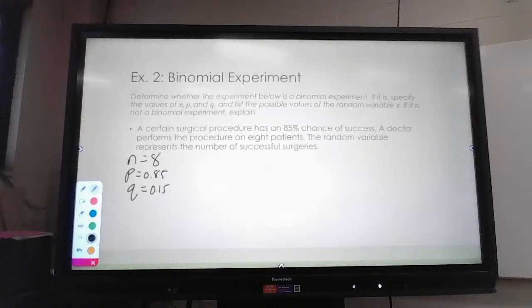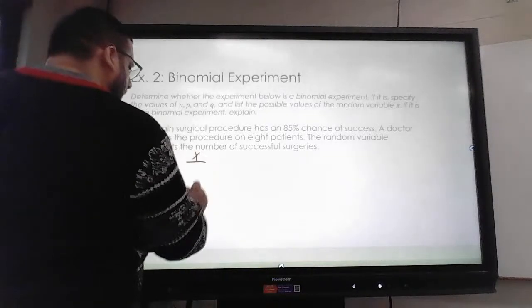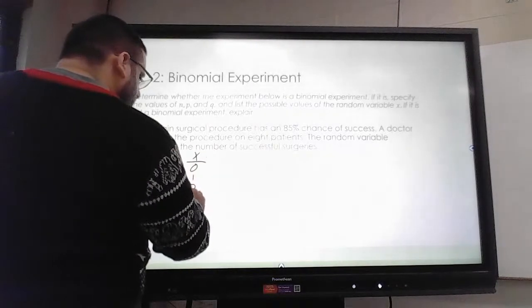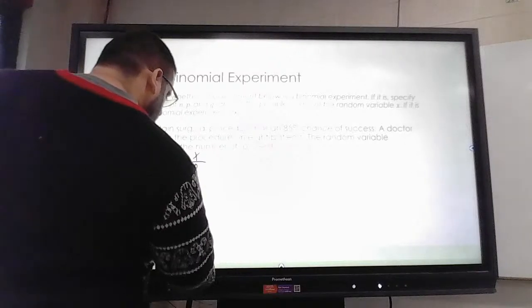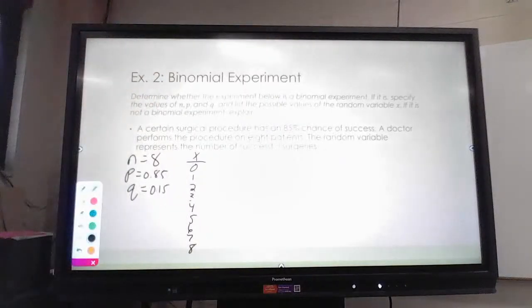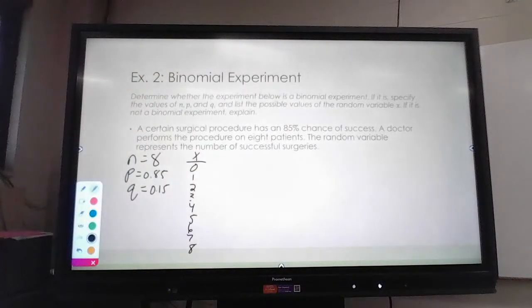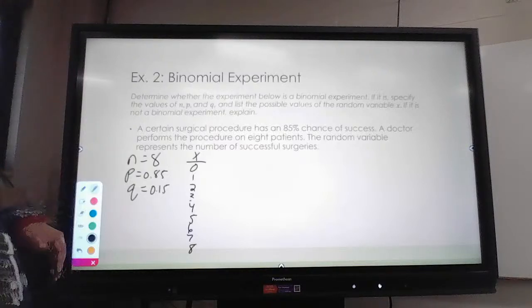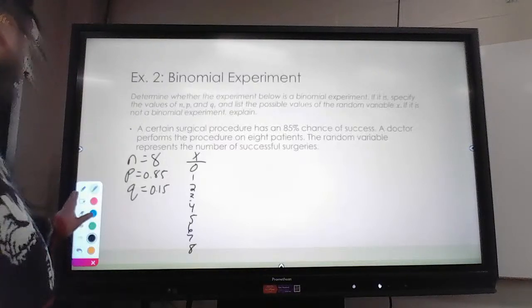And we also have values of X. So I could have anywhere from 0 successes all the way up to 8 out of 8 successes. So we have 9 possible values for X. And yes, it is a binomial experiment because it passed all of the criteria that we had described it needed to be.